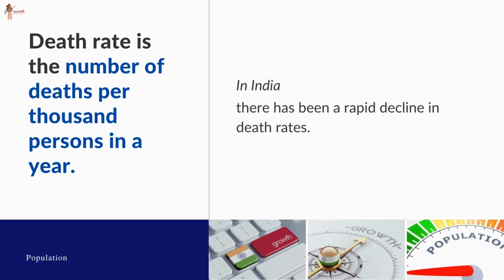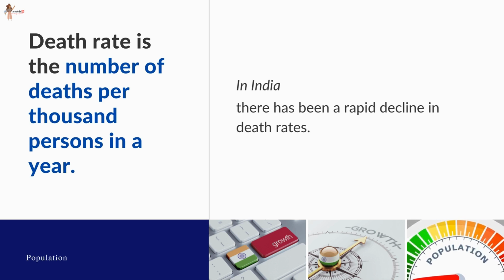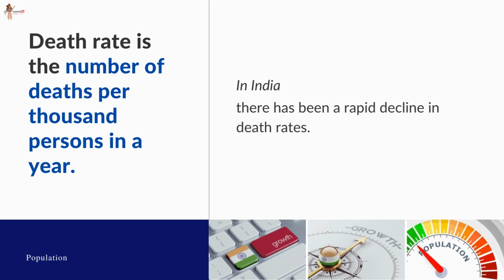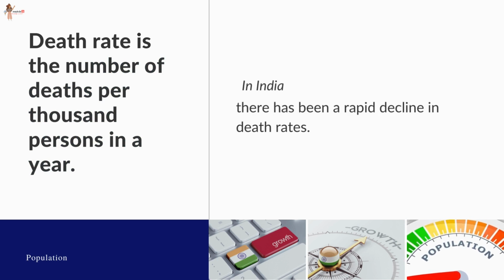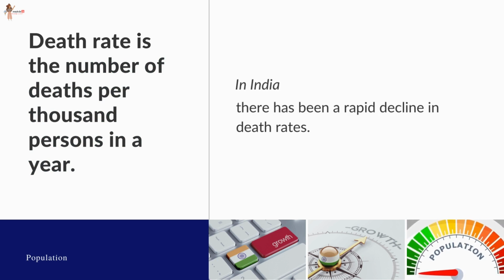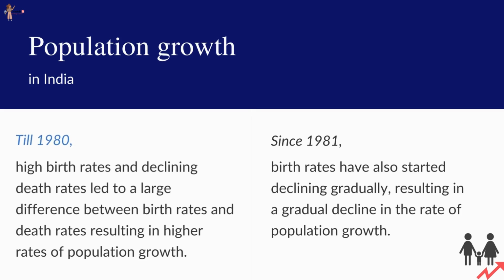Death rate is the number of deaths per 1,000 persons in a year. The main cause of the rate of growth of the Indian population has been the rapid decline in death rates. Till 1980, high birth rates and declining death rates led to a large difference between birth rates and death rates, resulting in higher rates of population growth. Since 1981, birth rates have also started declining gradually, resulting in a gradual decline in the rate of population growth.